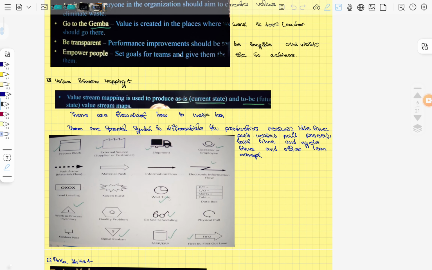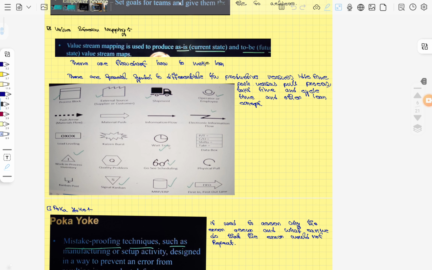Value stream mapping is the next thing. The value stream maps the products in the current state to the future state. And value stream maps show the flow and how to make them. There are special symbols and different types of production versus idle time, push system versus pull system, and takt time and cycle time. So there is some amount of signal, there's go and see, there's MRP, how the signal can bend. So these are the things. Maybe I will see the questions and I will have an idea whether it is important or not.